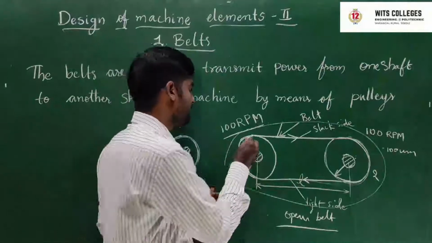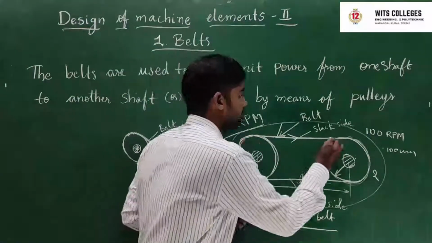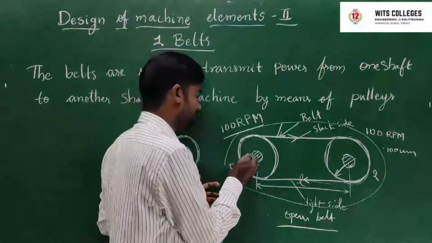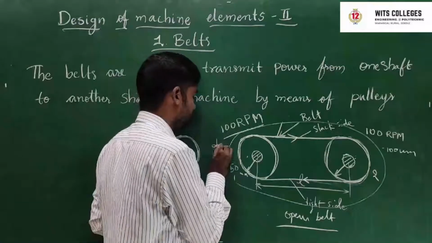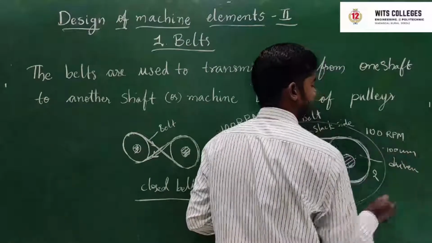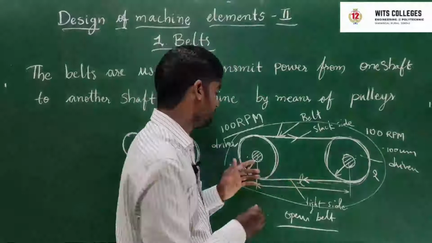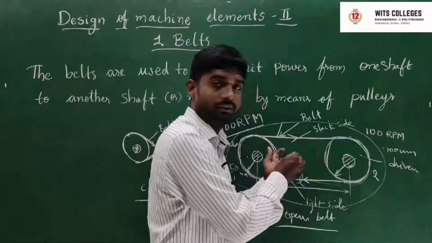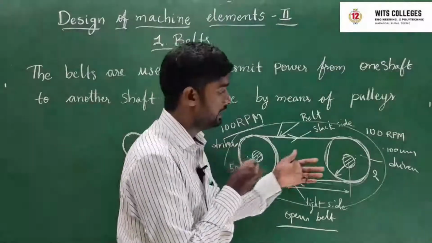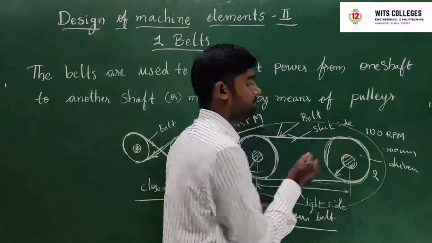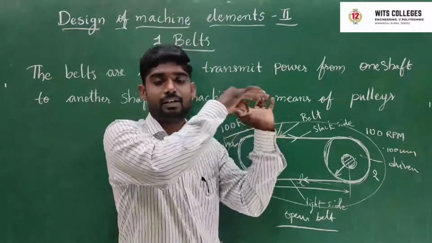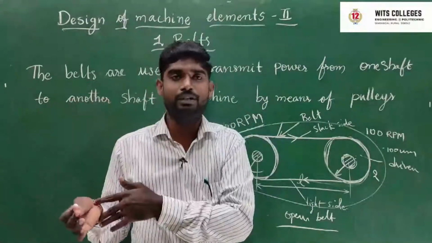The belt is placed on the pulleys. One is the driver pulley and the other is the driven pulley. Power is transmitted from one shaft to another shaft. The driver shaft consists of the driver pulley, and the driven shaft consists of the driven pulley. The amount of power transmitted depends on some of the following factors.